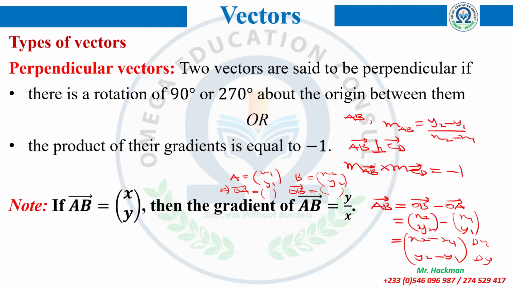So in every vector, once the values are stated, your x component is in actual fact a change in certain x values, and your y component will also be a change in certain y values. So take note of that. If I say the gradient is y over x, then indirectly I'm saying change in y over change in x when you are dealing with vectors.